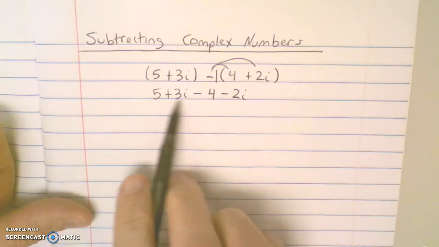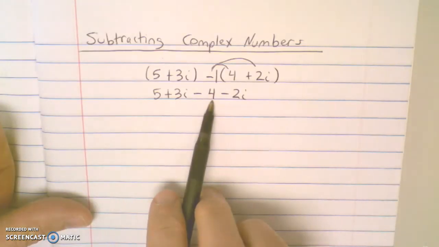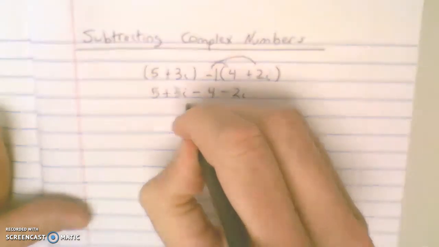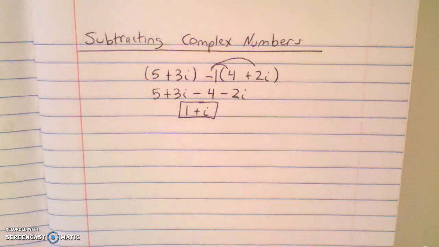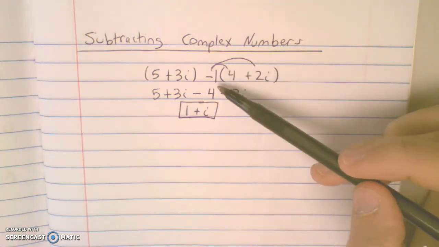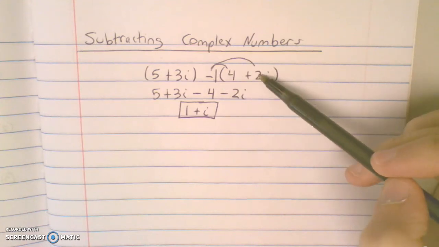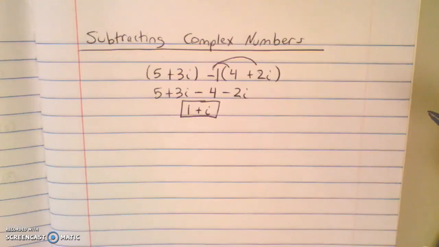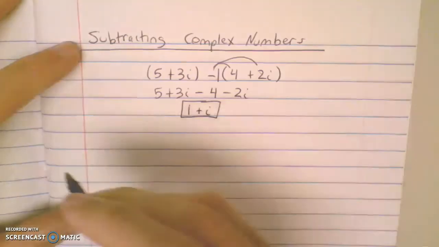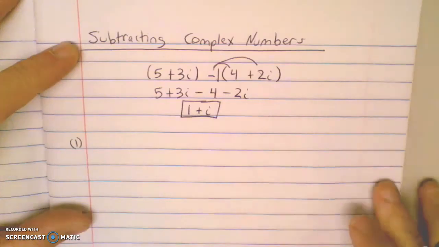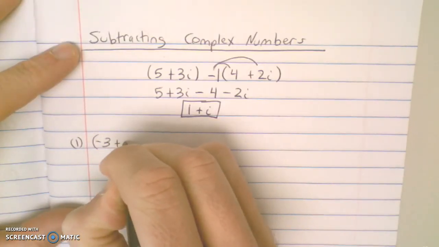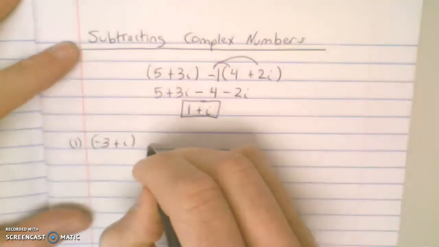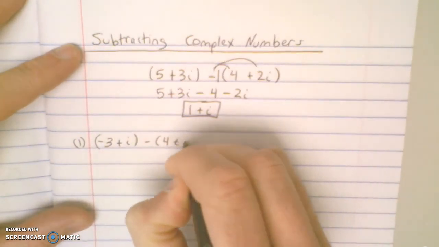And now, just like we did with adding complex numbers, you just combine the real parts and the imaginary parts, and that's your final answer here. So this one gives me 1 plus i. So the only thing that's different with subtracting is that this negative will change some of the things that are happening, because you have to change the sign of the second two parts of the complex number. So let's try another example. Say I gave you -3 plus i minus 4 plus i.